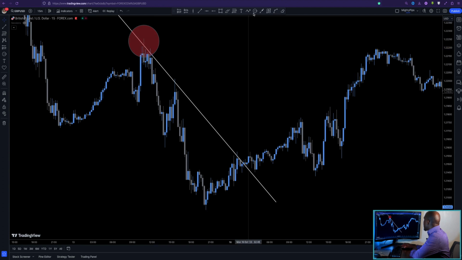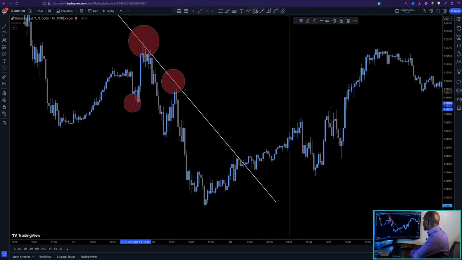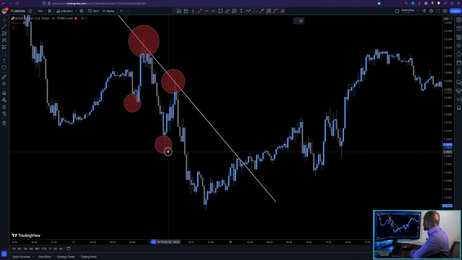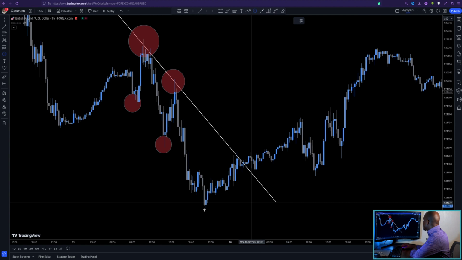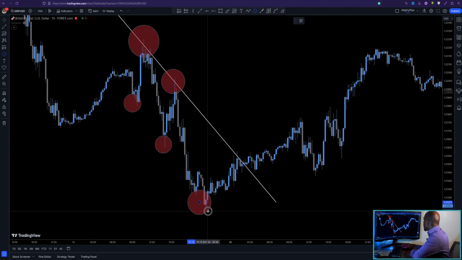Okay, that is a high. That is a lower high. Now these are lows here. You can see these are lows. These are lows. Now this is a low here, major low, and this is a small high right here.